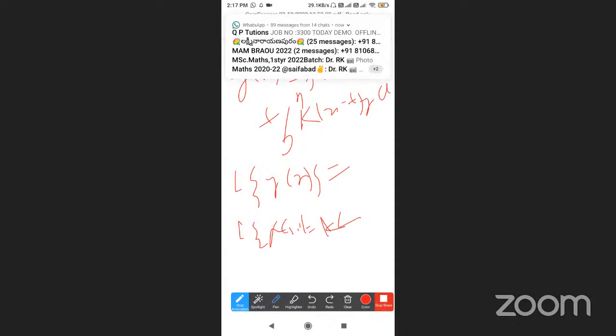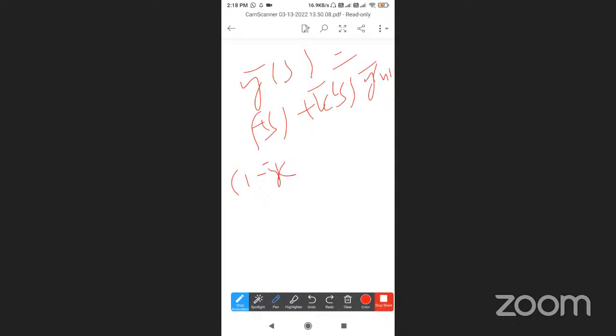So what is y bar of s equal to? The left hand side is y bar of s, and the right side is f bar of s plus k bar of s into y bar of s. So y bar of s, taking it outside, 1 minus k bar of s, is equal to f bar of s.